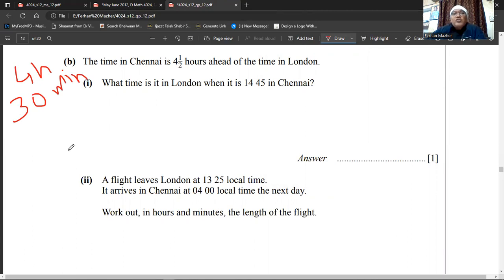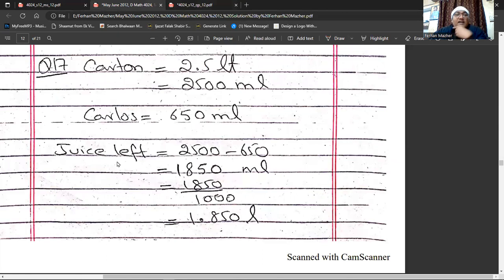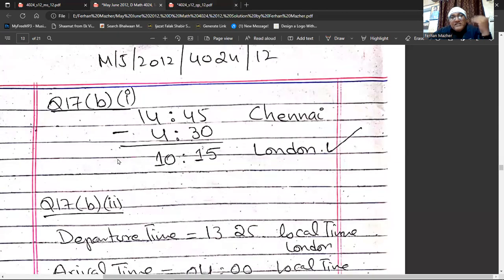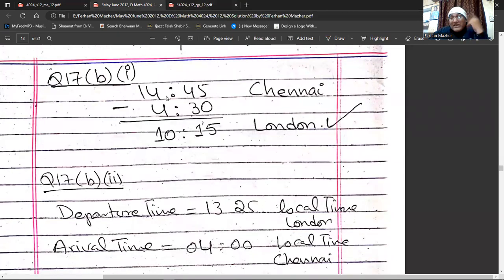Chennai is a city in India. Its time is 4 hours and 30 minutes ahead of London's time. What time is it in London when it is 14:45 in Chennai? So London time is 4 hours 30 minutes behind Chennai time. So from this, subtract 4 hours 30 minutes, and you will get the time for London.